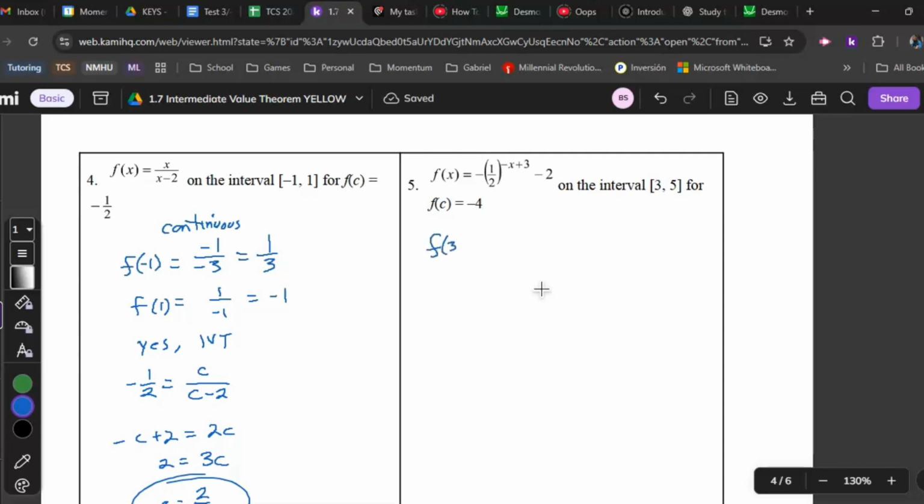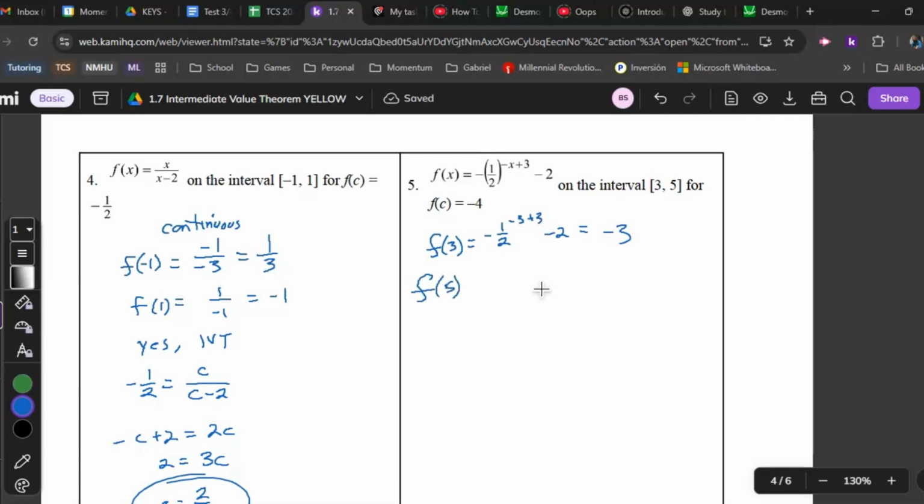So f of 3 is going to be -1/2 to the power of -3 plus 3, minus 2. Okay, so -1/2 to the power of 0 is 1, but then times negative. So it's -1 minus 2, or -3. What is -3 plus 3? 1/2 to the 0 is 1, which is then times -1. So -1 minus 2.